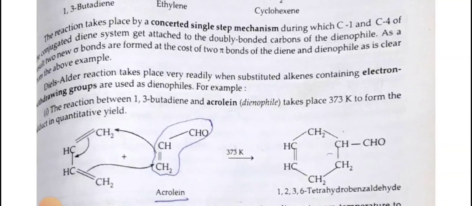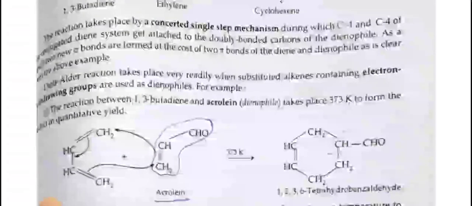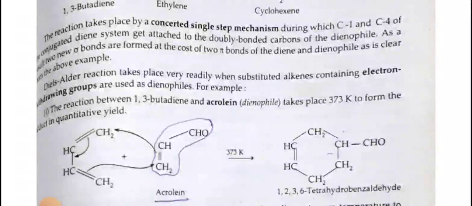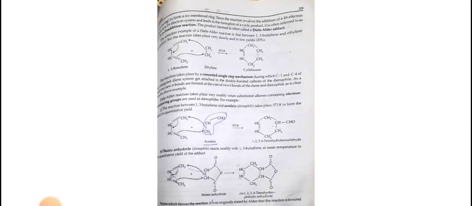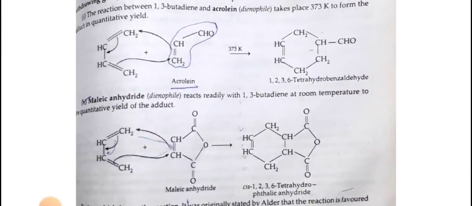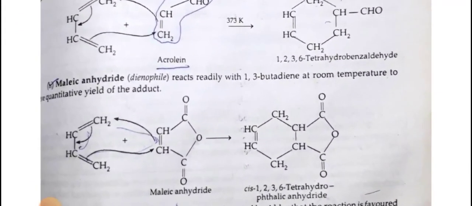Diels-Alder reaction takes place very readily when substituted alkenes containing electron withdrawing groups are used as dienophiles. For example, first, the reaction between 1,3-butadiene and the acrolein dienophile takes place at 373 Kelvin to form the adduct in quantitative yield. Second, maleic anhydride dienophile reacts readily with 1,3-butadiene at room temperature to give a quantitative yield of adduct.